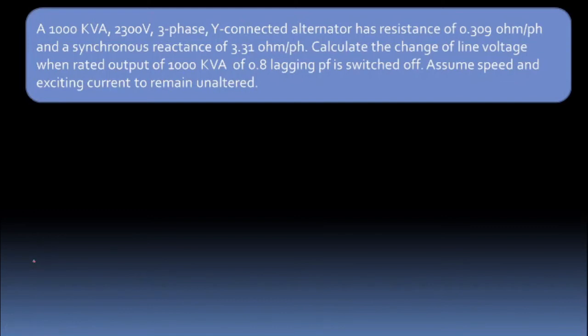Now pay attention to what change is given. In every problem you will find some change. मतलब आपको line voltage calculate करना पड़ेगा और फिर difference निकालना पड़ेगा. When rated output, again rated output is given of 1000 kVA at 0.8 lagging power factor is switched off. मतलब चेंज इन लाइन वोल्टेज निकालना है, बट अल्टरनेटर को लोड नहीं किया है, अल्टरनेटर को स्विच ऑफ किया है. डोंट गेट कंफ्यूज आउट ऑफ इट.